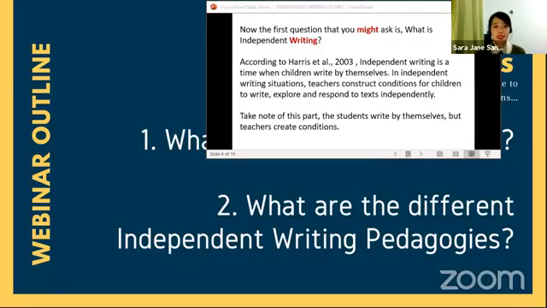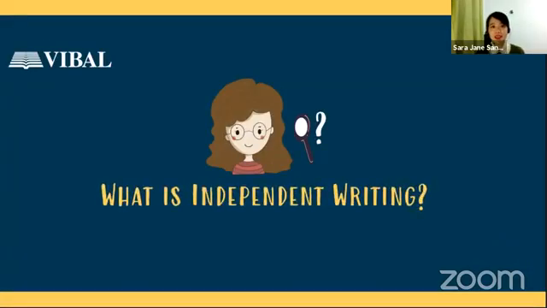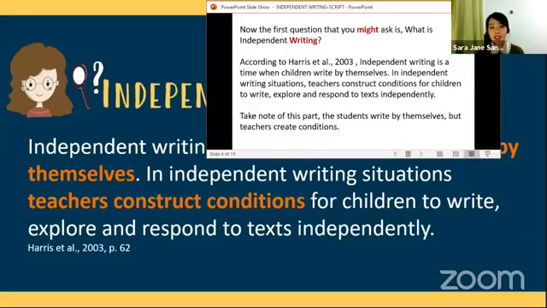Now, the first question that you might ask, of course, is what is independent writing? Independent writing, according to Harris et al. 2003, is a time wherein children write by themselves. Kaya nga tinawag siyang independent writing. In independent writing situations, teachers construct conditions for children to write, explore, and respond to text independently. I would like you to take note of these highlighted phrases. It says here, the students write by themselves. They have the freedom to choose their topics, but in a certain area of study. They have the freedom to choose, but still, teachers create conditions. So in a way, independent siya, pero meron pa ring control si teacher. So there are certain conditions.